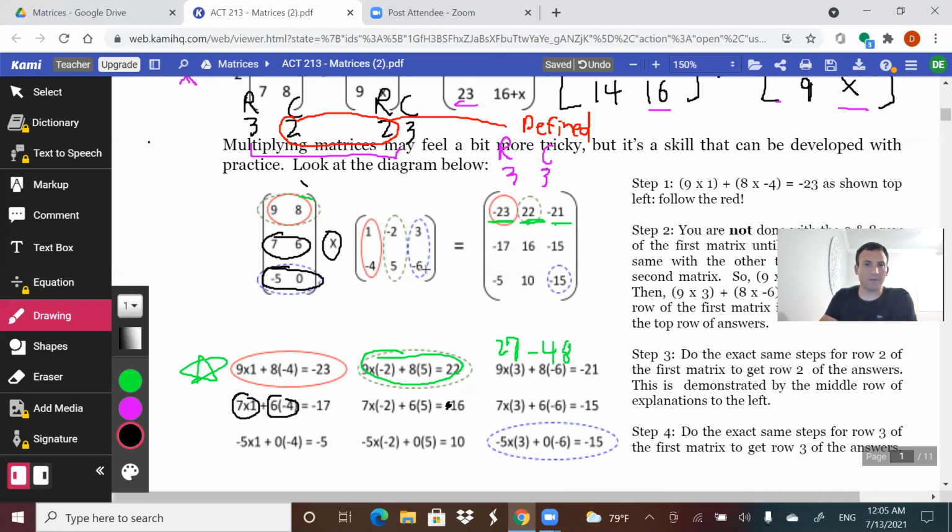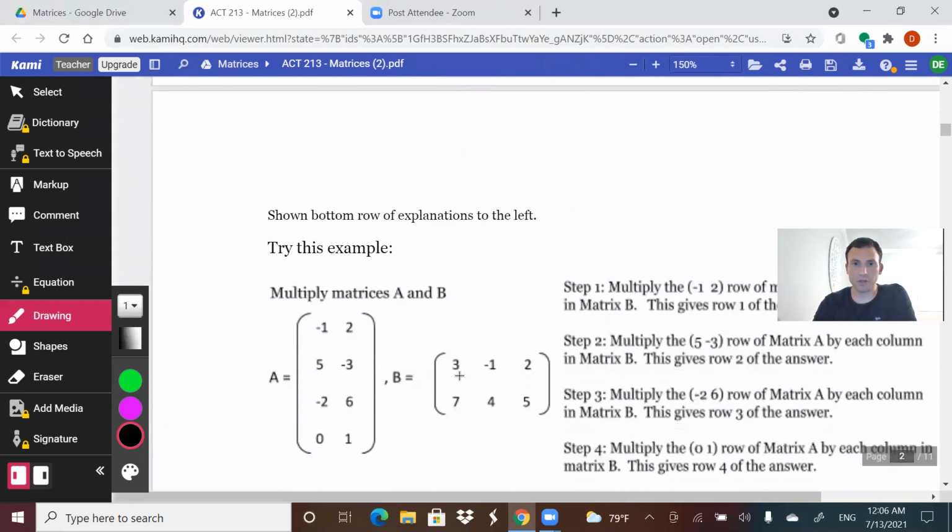The 0 is going to make everything in the bottom 0. So -5, 0, -5. -5 times -2, 10, 0, that's going to give us 10. -5 times 3, -15, 0 times 6, so -15. And again, all of this is shown here, down here. So hopefully that helps, and you can reference that. That's how you multiply matrices.